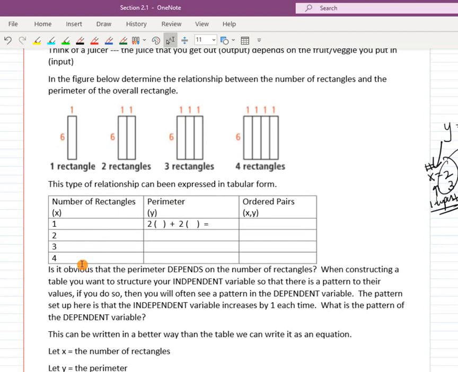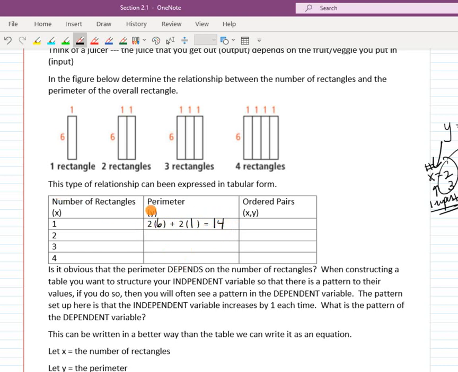A lot of examples that you see early on trying to develop an understanding for these relationships is to look at things that we already know. So we have a pretty good understanding already of perimeter, the distance around a shape. So here all they're doing is taking these rectangles and making them adjacent to one another. And it says if you have one rectangle, what's the perimeter? Well, it would be 2 6s plus 2 1s. And that's going to give me what? 12 plus 2 is 14.